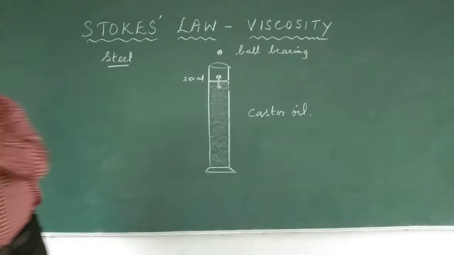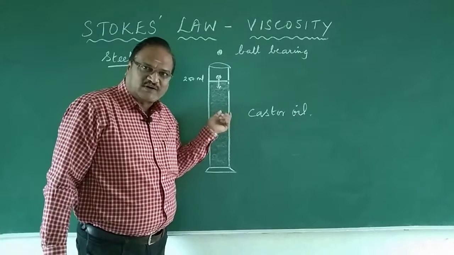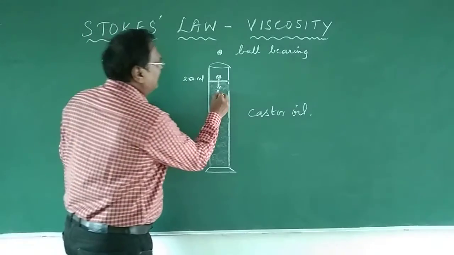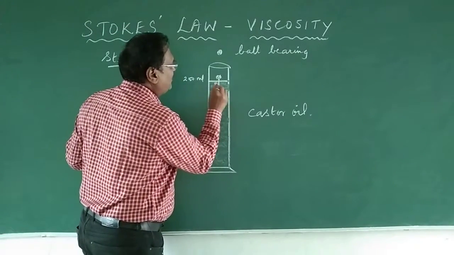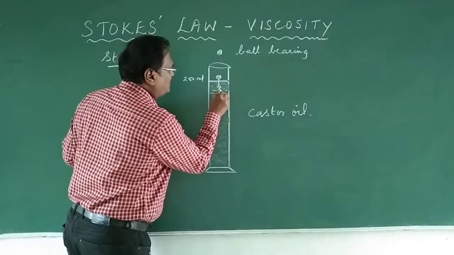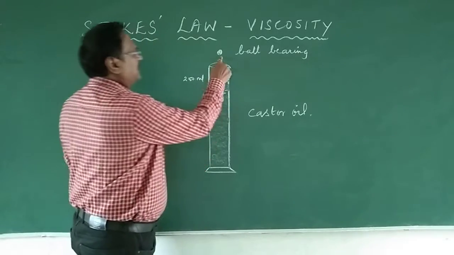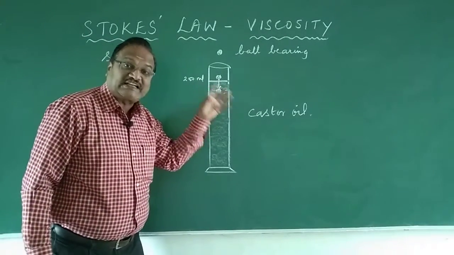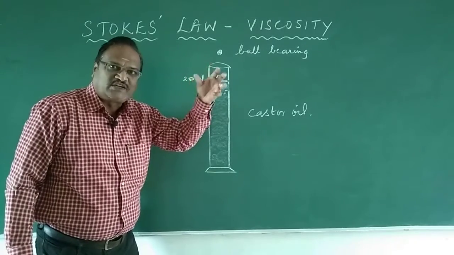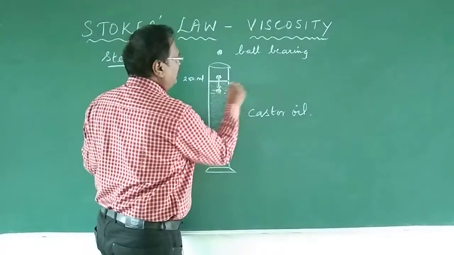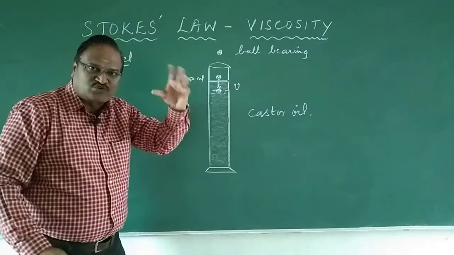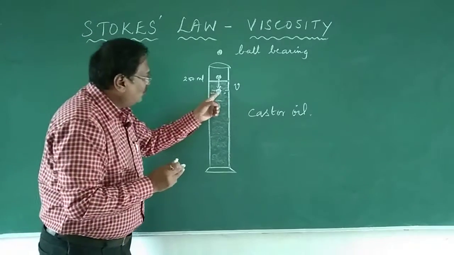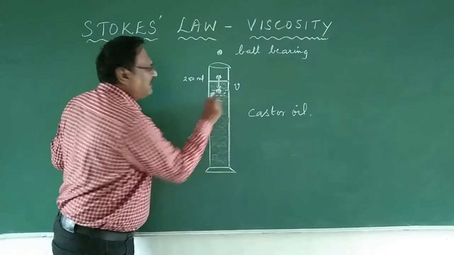Now what will happen when it goes through the liquid? The liquid layers will be disturbed. Where the steel ball is in contact with the layer, that layer is disturbed the most. It is moving with a velocity v, and the layer below is not so disturbed. Next, this layer will be lightly disturbed.